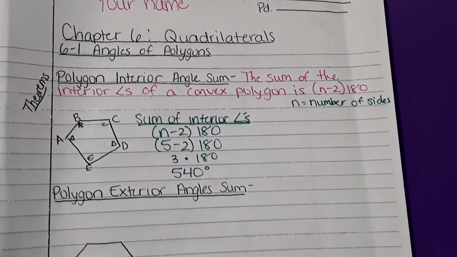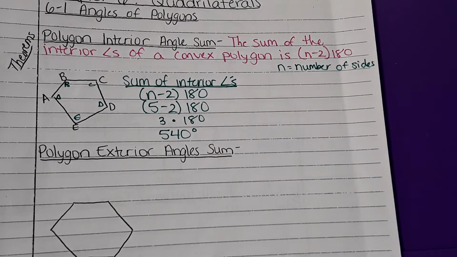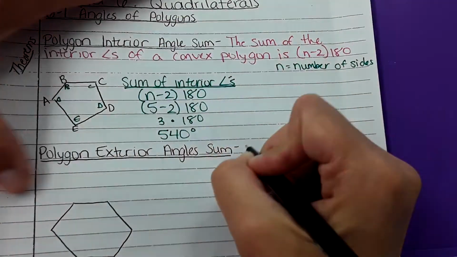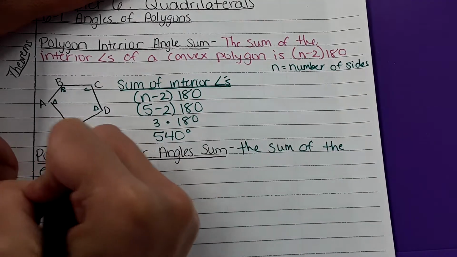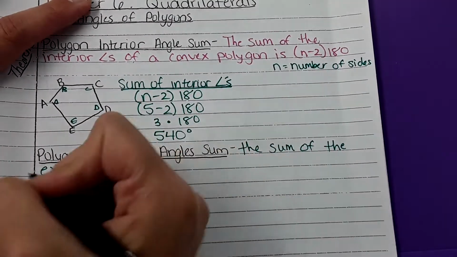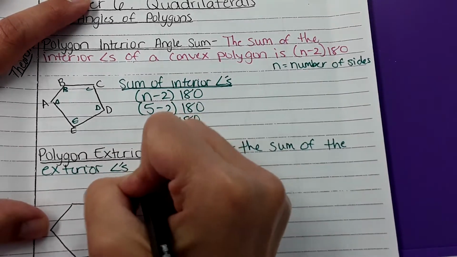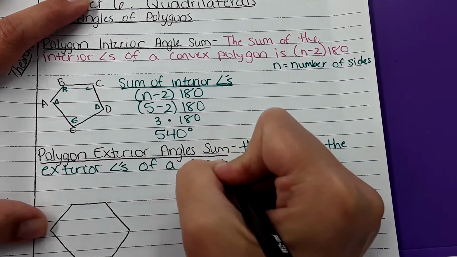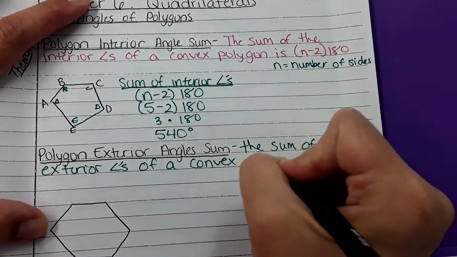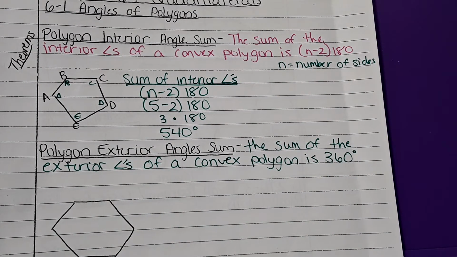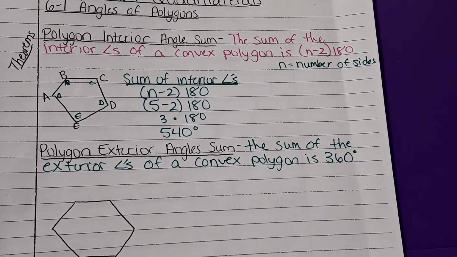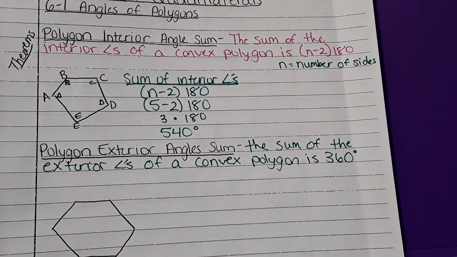Okay, now we're going to move on to exterior angle sum. The sum of the exterior angles of a convex polygon is 360 degrees. There's no equation here. It doesn't matter how many sides it has. The exterior angles will always add to 360 degrees.